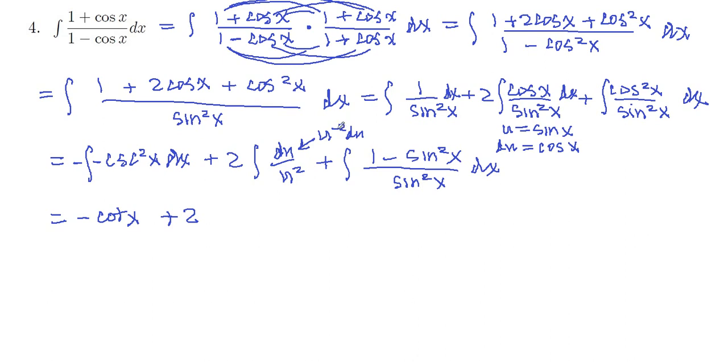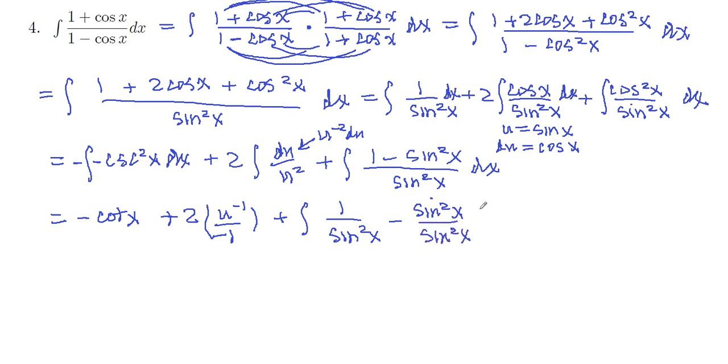So add 1 to the exponent, divide by the new exponent. So u to the negative 1, divide by negative 1. Plus, integral, split these apart over the LCD again. 1 over sine squared minus sine squared over sine squared. And so we'll have negative cotangent x.